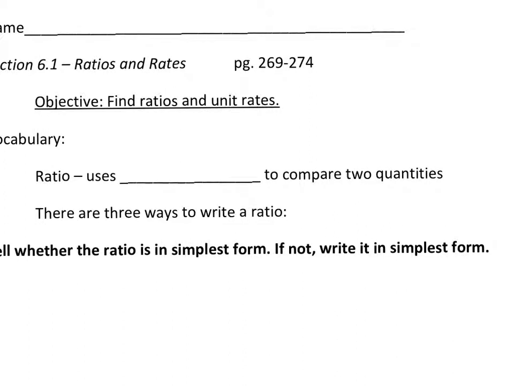So you have a blank there on your notes. Let's go ahead and fill this in. A ratio uses division to compare two quantities. So we're going to have one number divided by another number. Now right under that it says there's 3 ways to write a ratio.